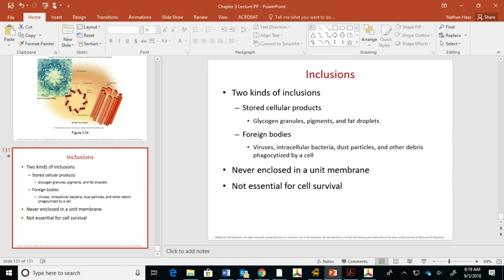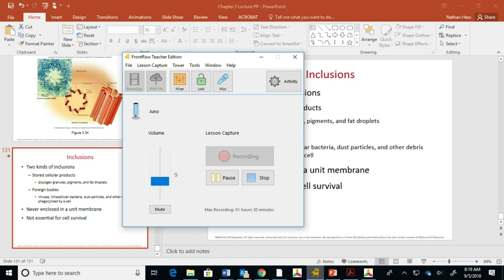Are you with me? And again, there's a whole bunch of different things that it could be inside there, but I'm not worried that you understand that. Just basically, this is a non-essential part of the cell that has found its way inside the cell membrane, so therefore we have to give it a scientific sounding name. We can't just say, oh, that's a dust particle. No, it's an inclusion. Oh, now that's impressive. Are you with me? Any questions there? Okay, I'm going to stop this.